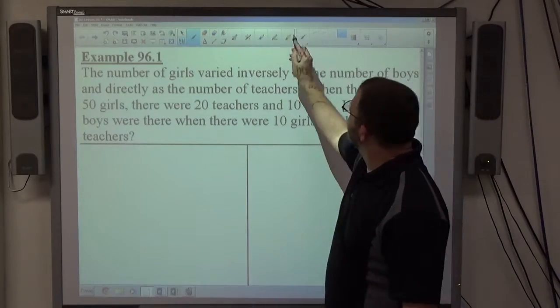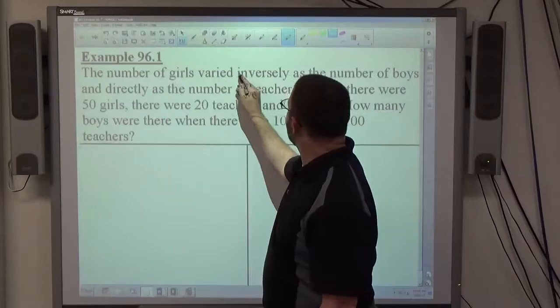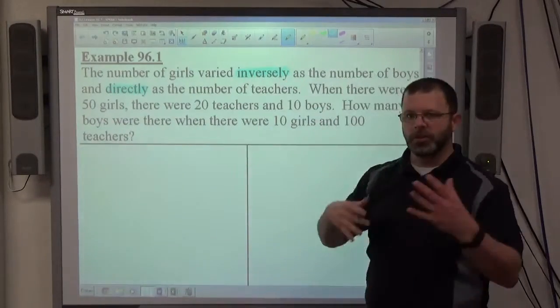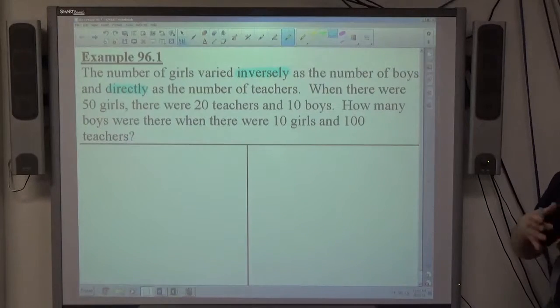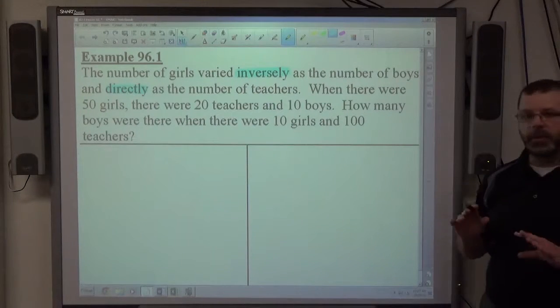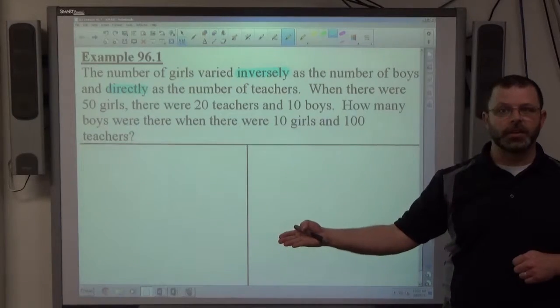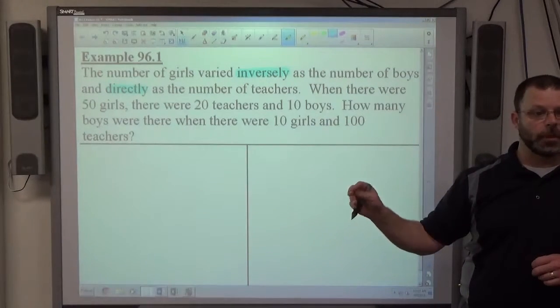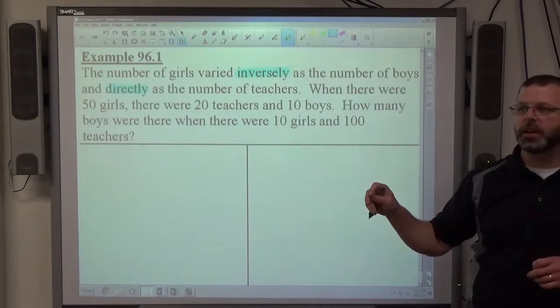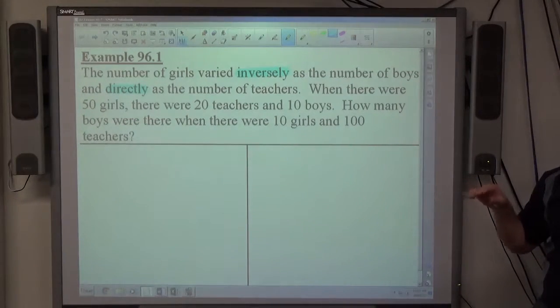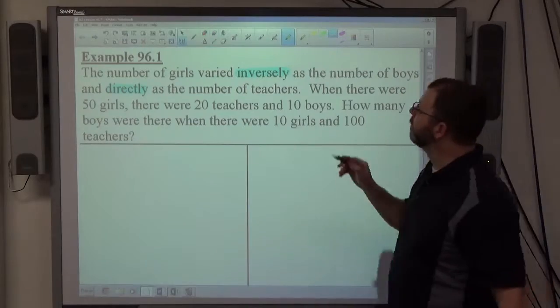Notice this: the number of girls varied inversely as the number of boys, and directly as the number of teachers. So there's an inverse and a direct variation going on all together. The two techniques we've learned for variation problems are the constant variation technique, where we use K for constant variation, and the equal ratio technique. I'm going to show you this problem with both techniques. You can pick and choose which one you like better. I don't care which way you use. Give me the right answer using a valid technique.